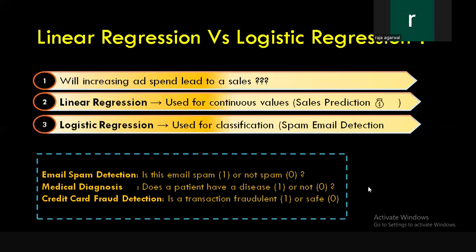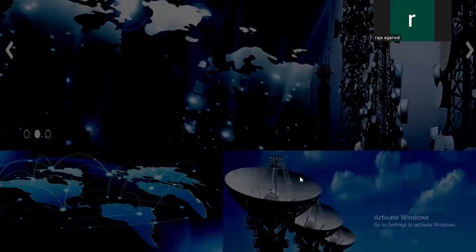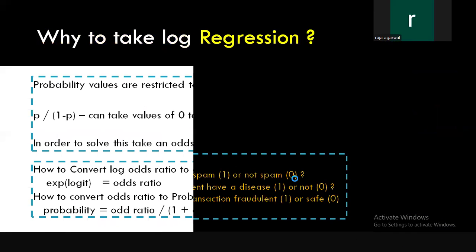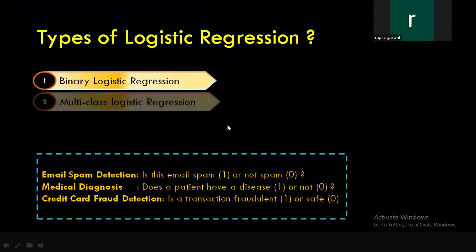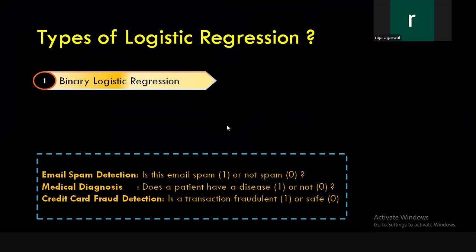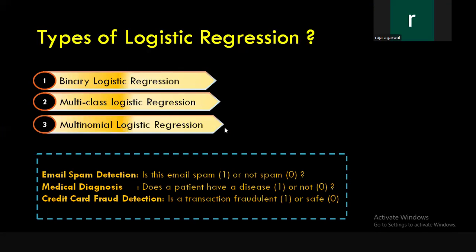Next one is, what are the different types of logistic regression available. The first one is binary logistic regression, the next one is the multi-class logistic regression, and the third one is multinomial logistic regression. What is binary logistic regression? In the case of binary logistic regression, we are predicting the target feature, or we are predicting the class label, either yes or no. That is what binary logistic regression is.